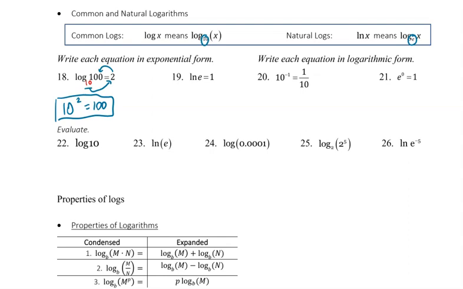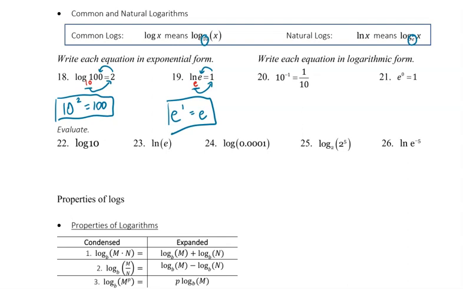For number 19, ln of e equals 1. So ln means log base e, so I'm going to put a little e down there so I remember the base. So the base is e, exponent's going to be 1, equals, e was also inside. That's it rewritten.